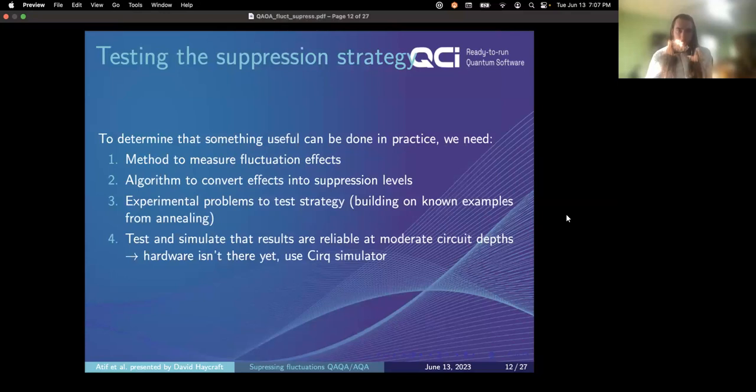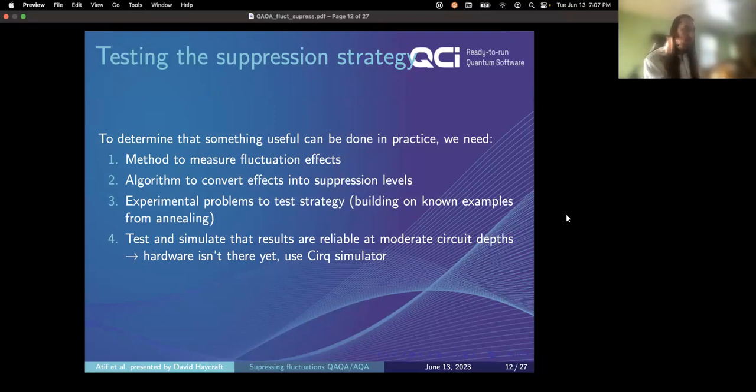In order to test our suppression strategy, we need to determine whether it can be done in actual practice. First, we need a method to measure the fluctuation effects. Second, we need an algorithm to convert the effects into suppression levels. Third, we need an appropriate set of experimental problems to test the strategy. In this case, we're building on known examples from annealing. And fourth, we need to test and simulate that the results are reliable at moderate circuit depths.